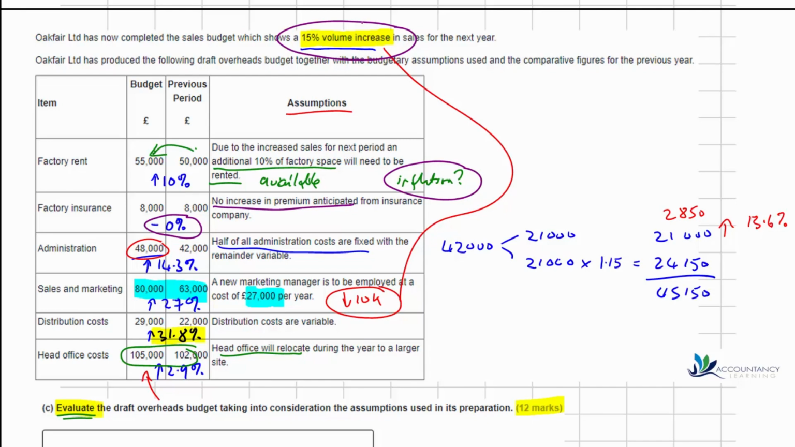So again, for all of these, it looks as if there is the missing inflation. Inflation seems to be included perhaps for distribution costs, and administration, but it seems to be missing from some of the other categories here.